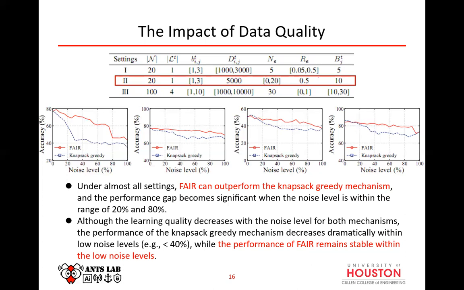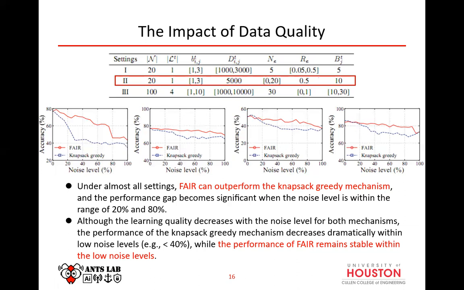Also, I have another question. For example, for the first figure, at the beginning when the noise level equals 0, these two algorithms, these two strategies, have almost the same accuracy. What's the reason? They're the same gradient algorithm. The only difference is FAIR considers the quality for the next step, but the other doesn't consider the quality. That's the reason why later, if your noise level increases, FAIR will outperform the knapsack gradient.